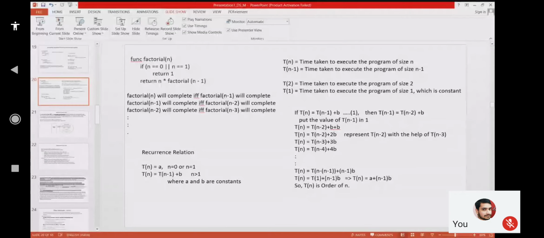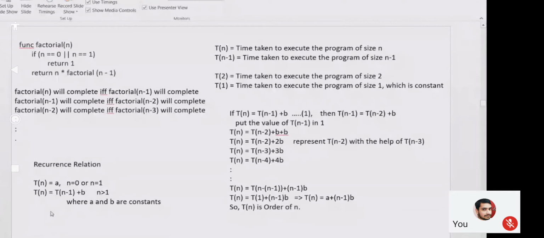So T of n minus 1 plus B. So plus B means what? Some constant. What kind of constant? Because some multiplication is there, one multiplication, one subtraction, because initially we have n, now it's n minus 1, one comparison. So as a whole, this is B. So the recurrence relation is T of n is equal to some constant when n is equal to either 0 or 1, or T of n is equal to T of n minus 1 plus B when the value of n is greater than 1.